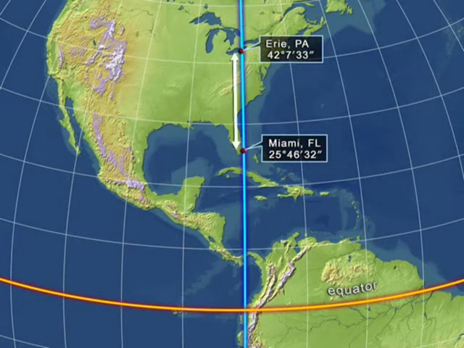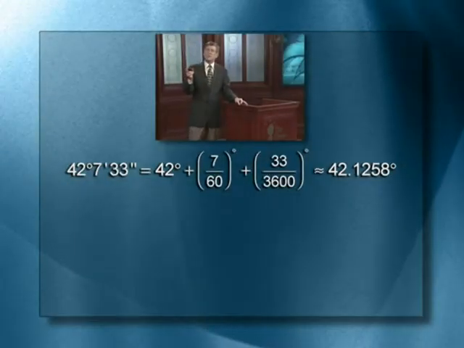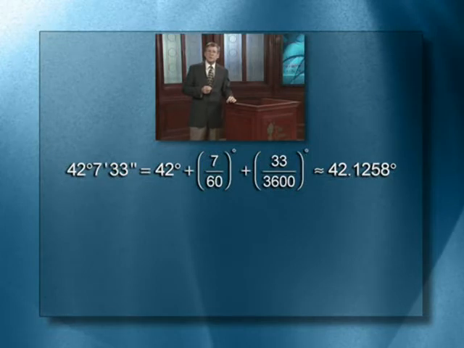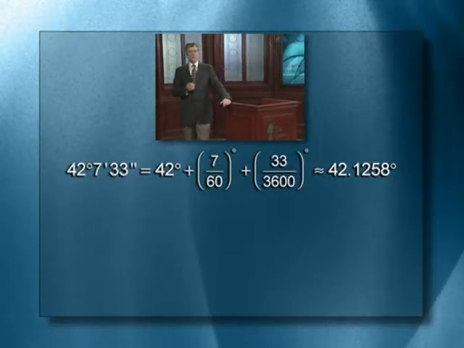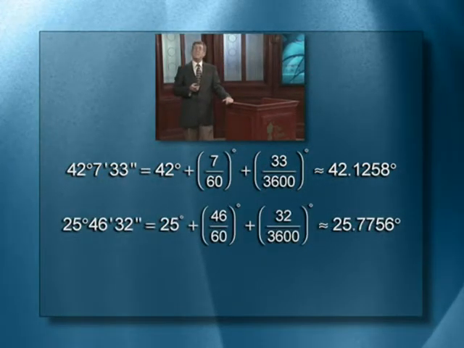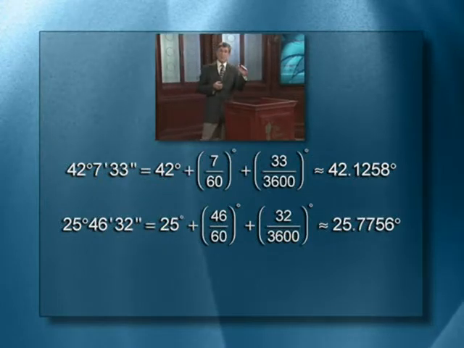How far apart are these two cities? If you were going to drive from Miami to Erie, how many miles is it? Well, let's figure it out. Let's first convert each of these measurements to degrees. And you do it the same way we did before. 42 degrees plus 7 minutes plus 33 seconds turns out to be 42.1258 degrees approximately. And the other conversion is about 25.7756 degrees.